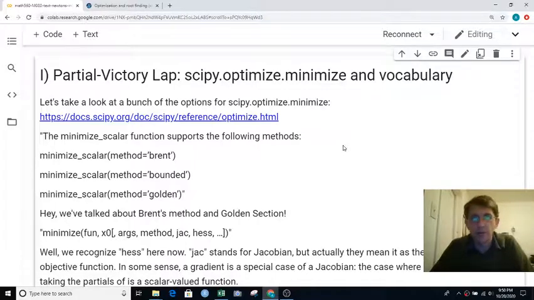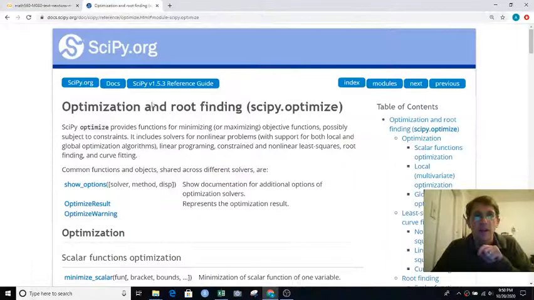A victory lap is what you do when you've finished something and you're ready to celebrate. We have finished a very focused session of unconstrained nonlinear programming stuff, so let's do a partial victory lap. Let's take a look at the documentation for the SciPy optimize minimize functions.